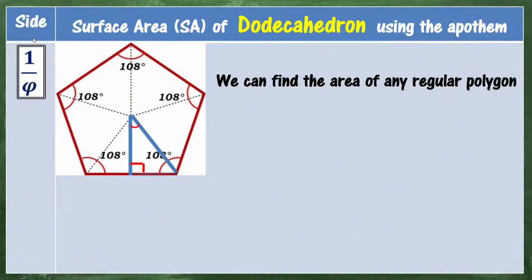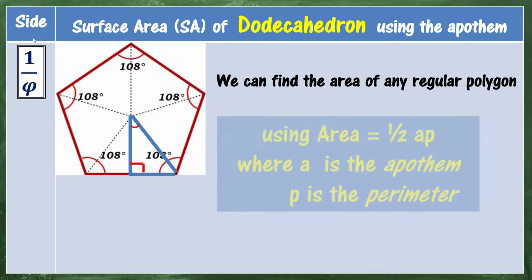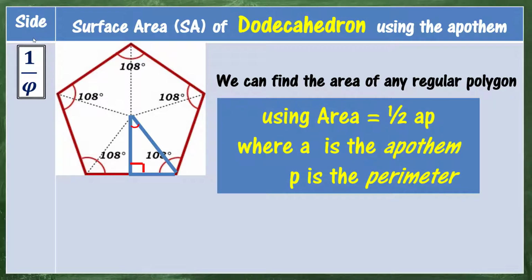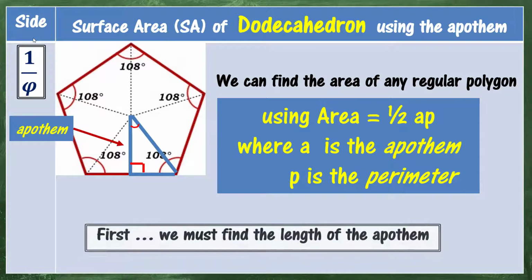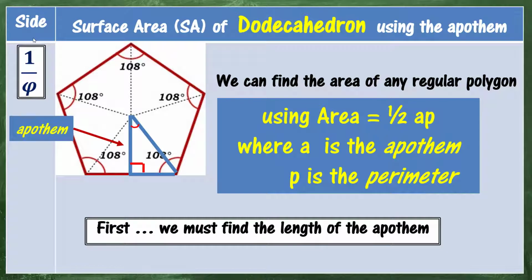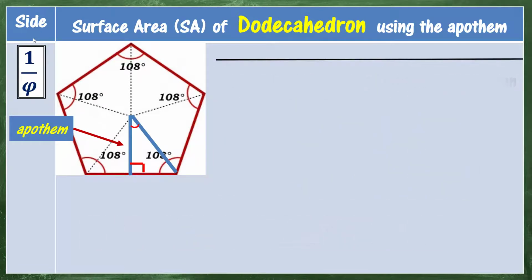I want to demonstrate a slightly different approach to find the area of the dodecahedron. Now, because the surface area of our Platonic solids is always made up of regular polygons, we can use a formula that finds the area of a regular polygon, and it uses the apothem. There is the apothem. It's a line which is at right angles to the perimeter. But first we must find its length. And how are we going to do that?